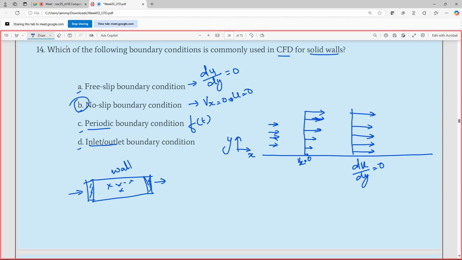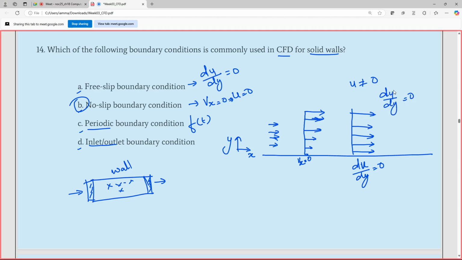There will be conditions where, in the free slip boundary condition, Vx, that is u, is not equal to 0. Only du by dy is equal to 0. This can be taken as a no penetration condition, because du by dy means the change in velocity in the vertical direction. So by applying this, what we are saying is u is not equal to 0. That is, this gradient won't exist there.